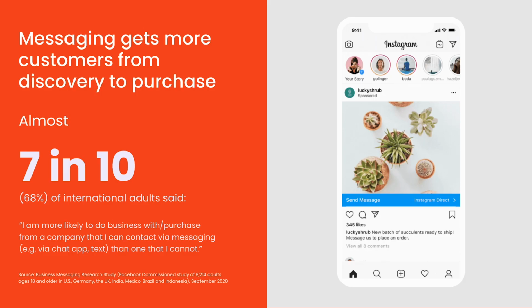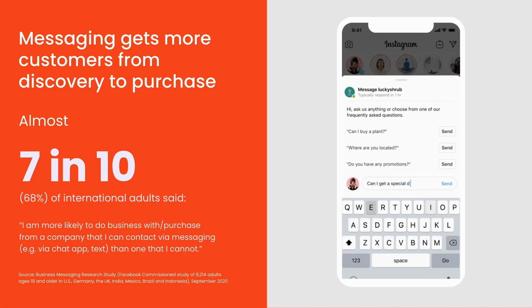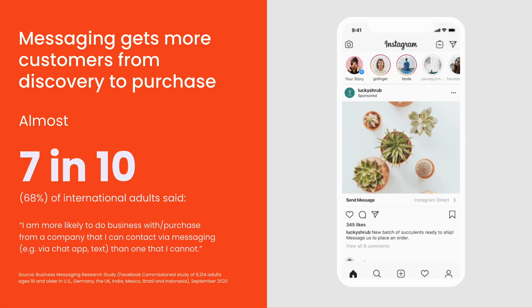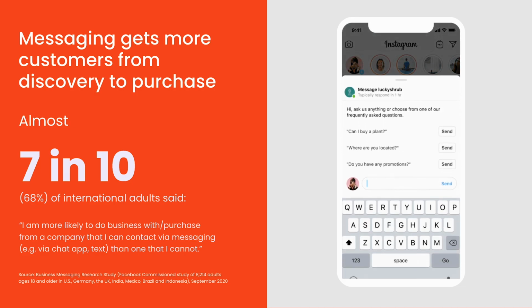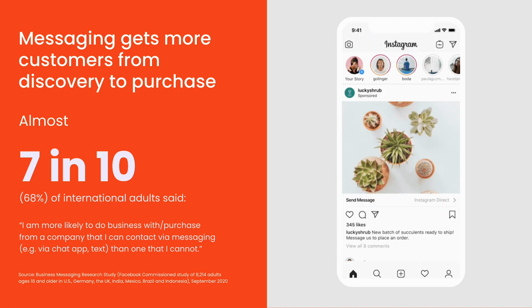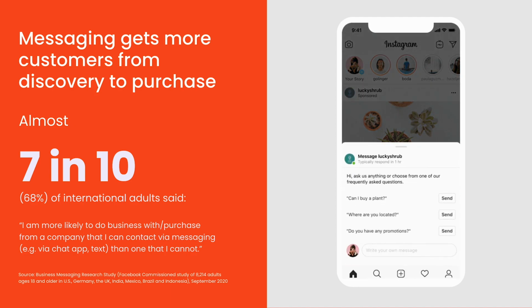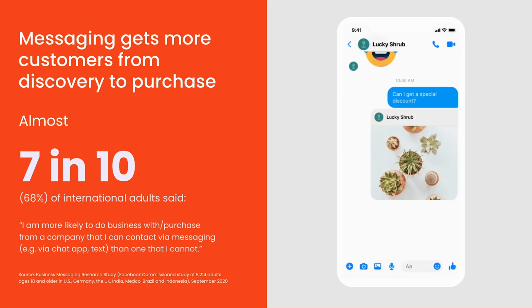To understand this behavior, Meta conducted a survey of 8,000 plus adults across US, UK, Germany, India, Mexico, Brazil, and Indonesia. 68% of them shared that they were more likely to do business with or purchase from a company that they could contact via messaging than one that they could not.